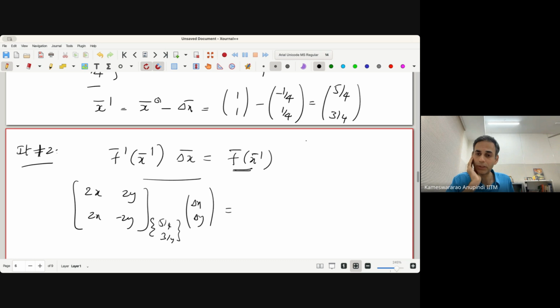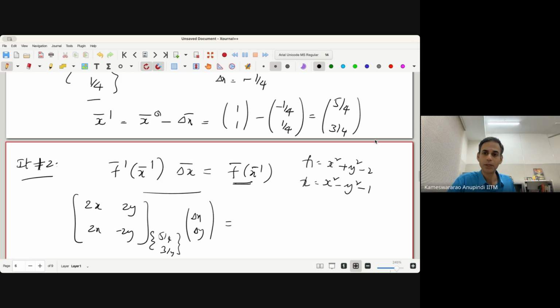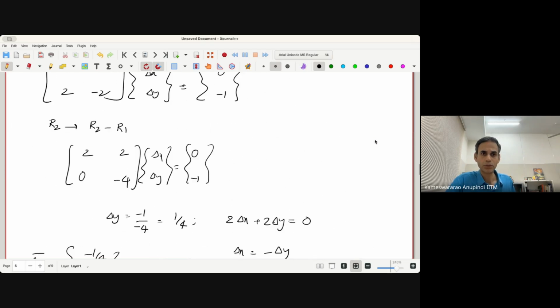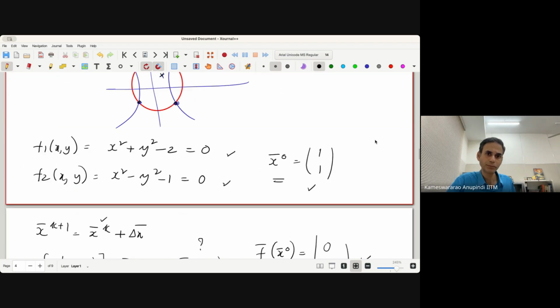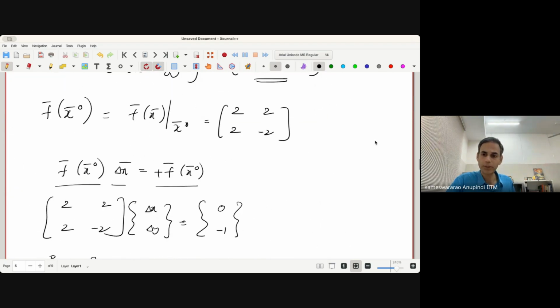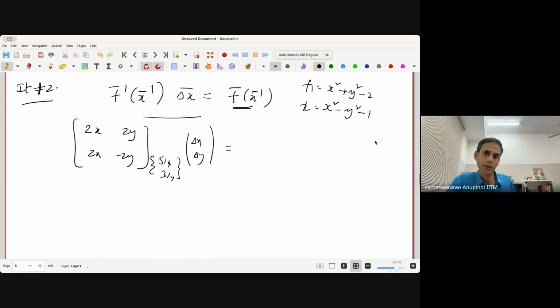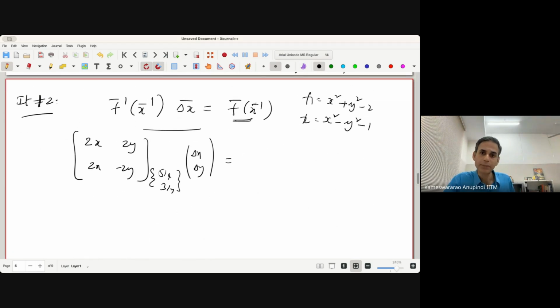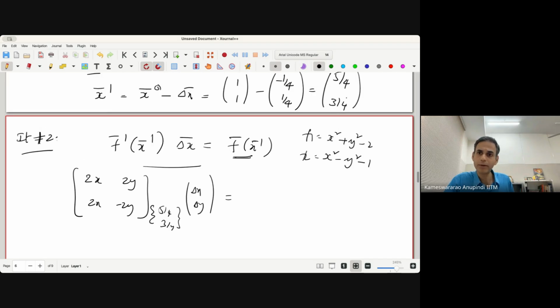So this is given as f1 equals x square plus y square minus 2, and then f2 equals x square minus y square minus 1, right? x square plus y square minus 2, and then x square minus y square minus 1. Okay, that's what we're given. Then I can substitute for x bar 1 in this. So that is going to be 5 by 4 and 3 by 4.